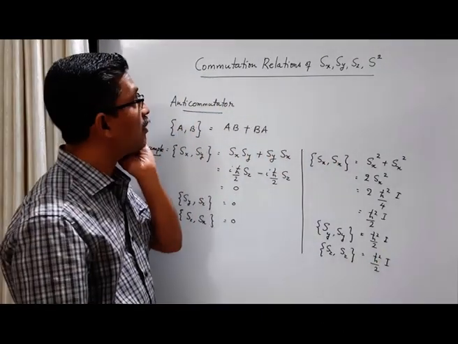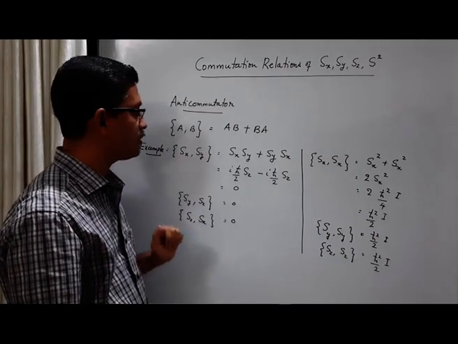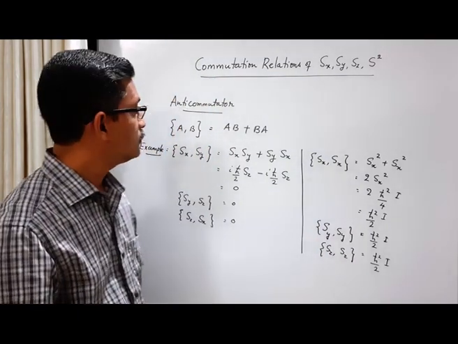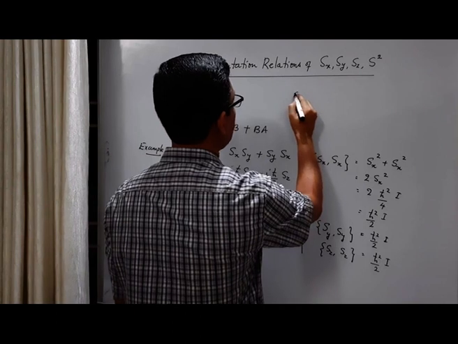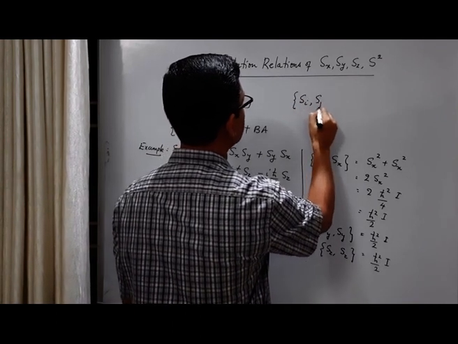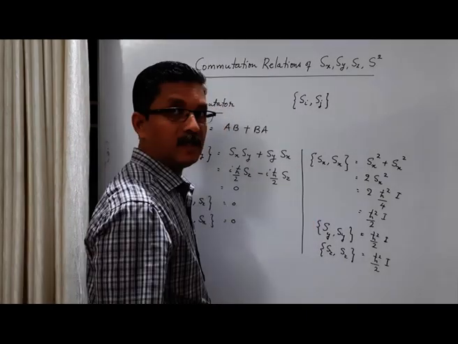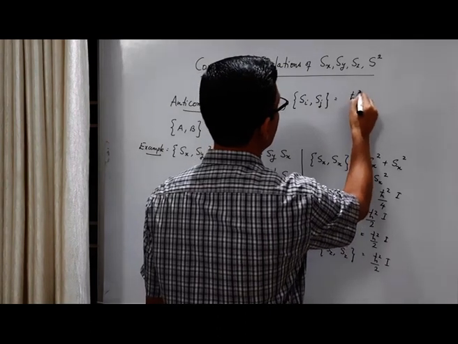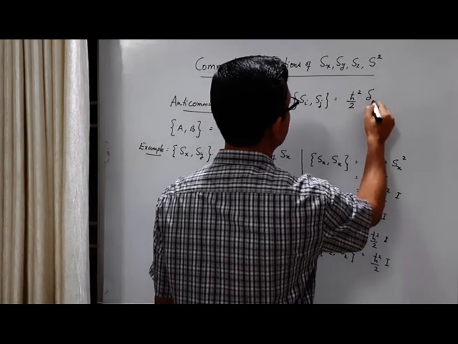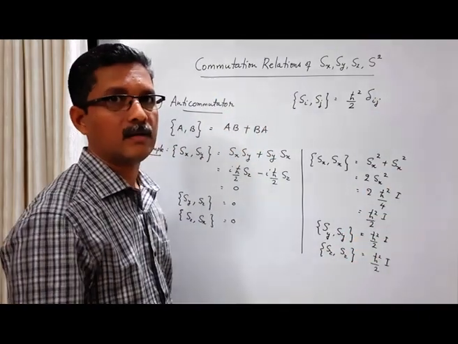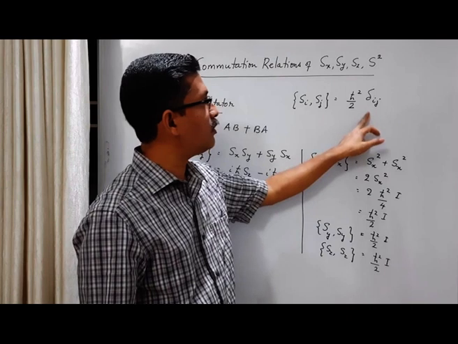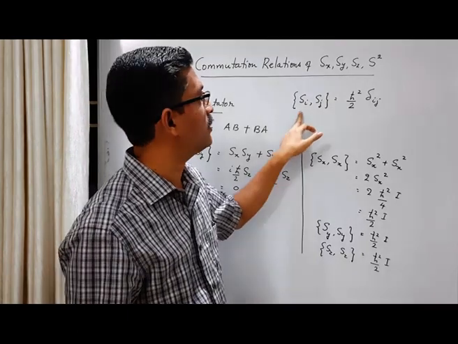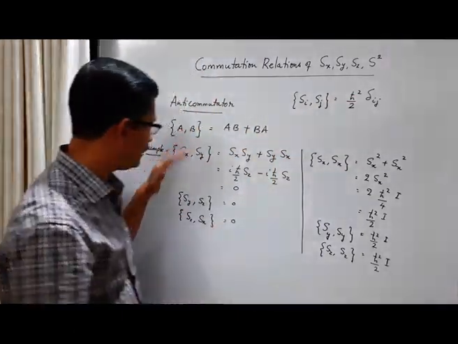So among the spin components, anti-commutator of two different spin components is 0. Anti-commutator of a spin component with itself is h cross square by 2. So combining the two, we can say Si comma Sj, anti-commutator of spin components, is equal to h cross square by 2 times delta ij, where delta ij is the Kronecker delta. So it means that if i is not equal to j, that means if the two spin components are different, result is 0. That is what we get here.